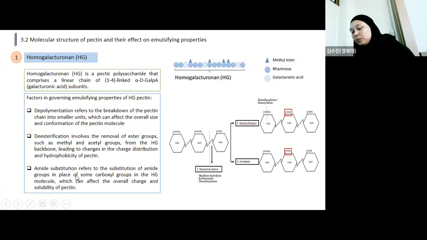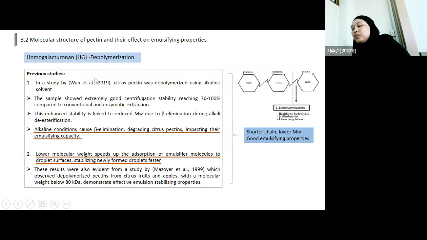And for the amide substitution, we introduce the amide group into the pectin structure. As we can see here, the amide group, CONH2, is conjugated into the pectin structure. So I will be explaining one by one. The first one is depolymerization. As I mentioned before, depolymerization is where we cut the longer molecular weight into smaller molecular weight.